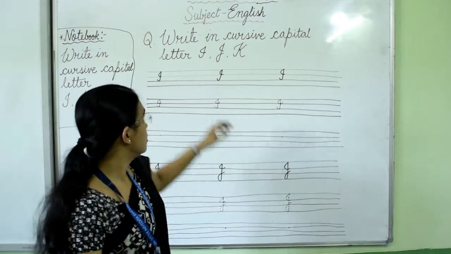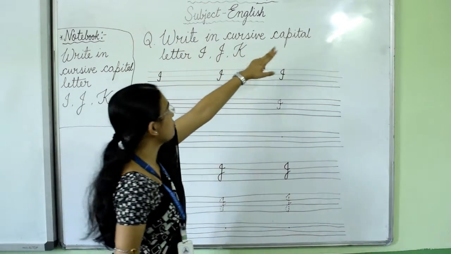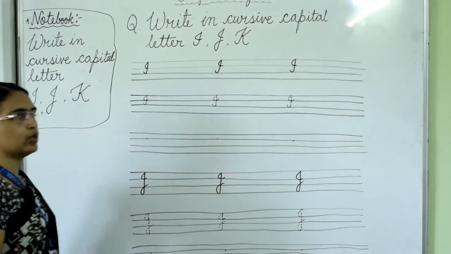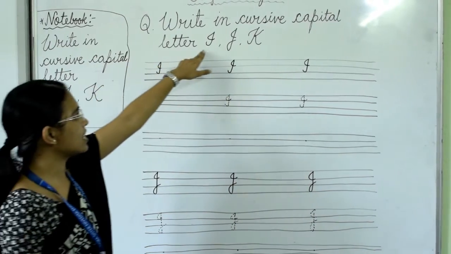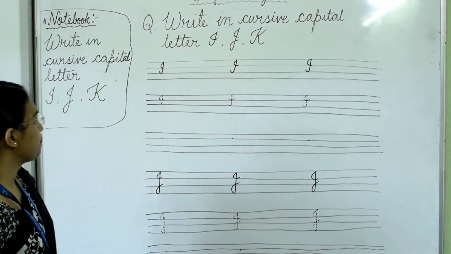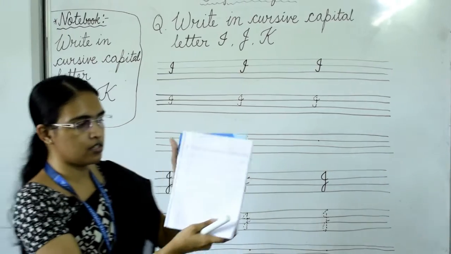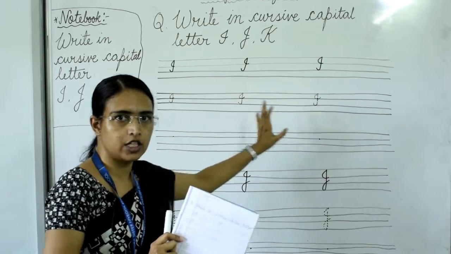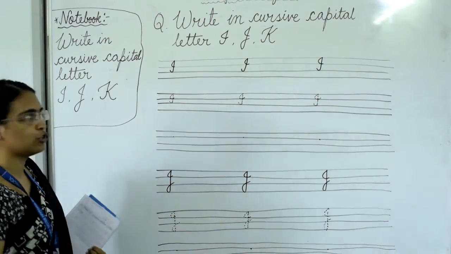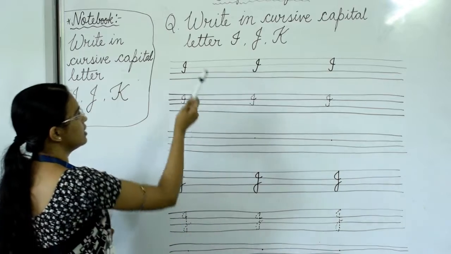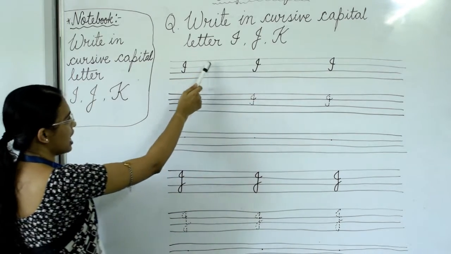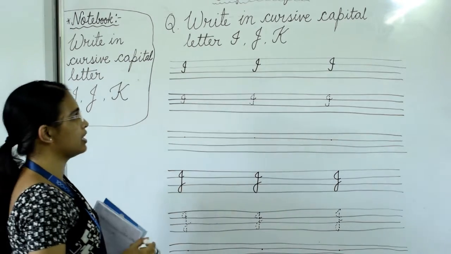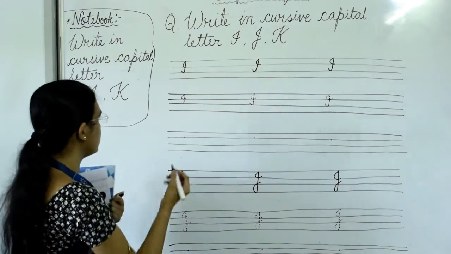What is the question? Write in cursive capital letter I, J, K. So today we are going to learn about I, J and K. Okay, so like this, I have drawn some lines in the board just like your copy. Now I will show you how you have to write cursive capital letter I, cursive capital letter J, and after that we will do cursive capital letter K. Okay, so look here.